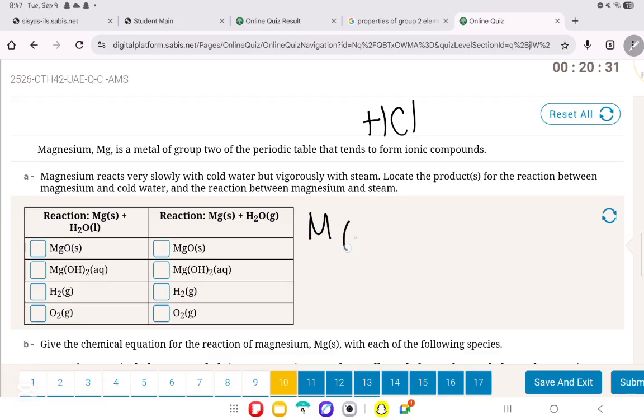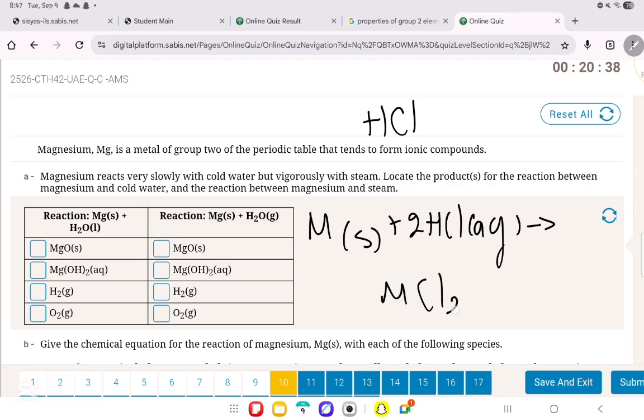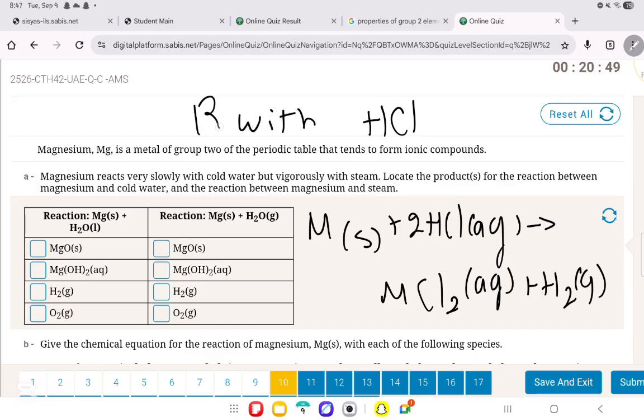It's metal solid plus 2HCl aqueous. It will always give us MCl2 aqueous. It's always aqueous, in addition to hydrogen gas. So please remember the reaction with hydrochloric acid, HCl. So that is it for the reactions.